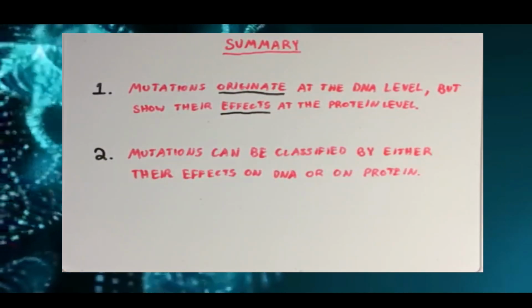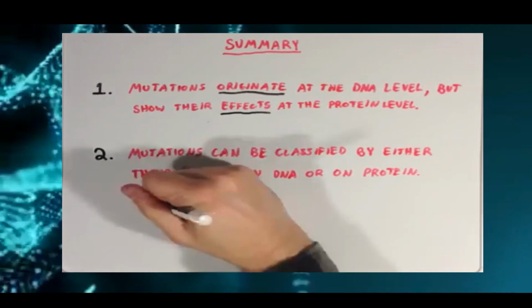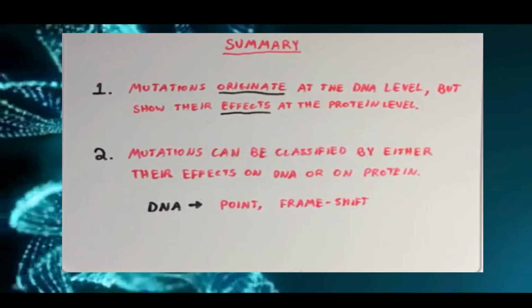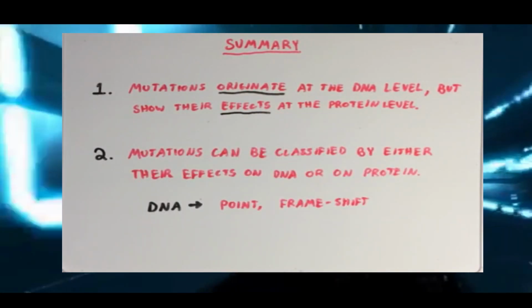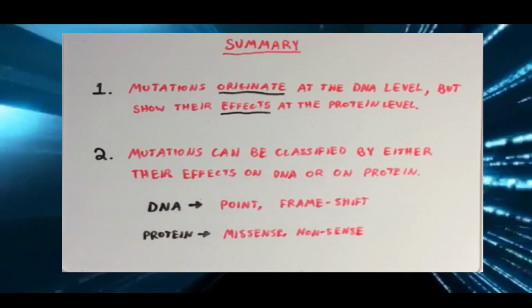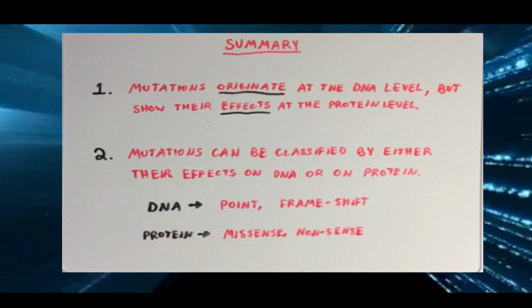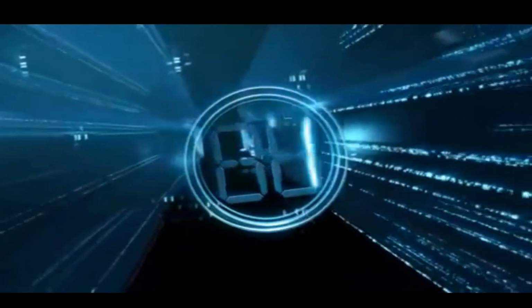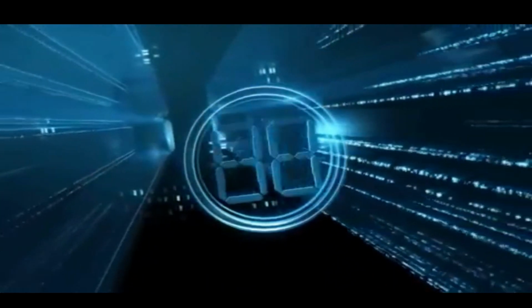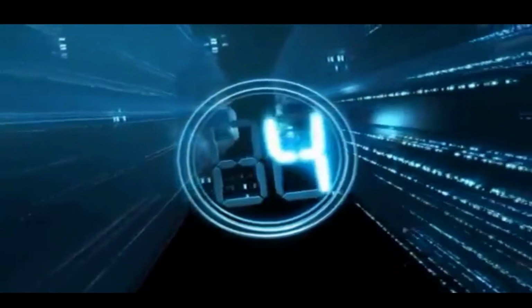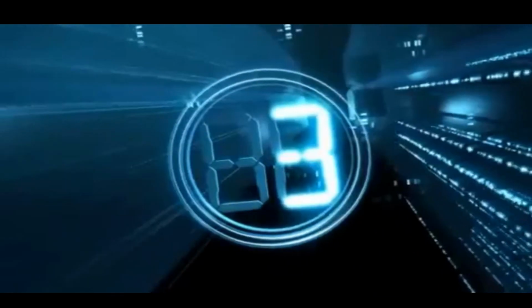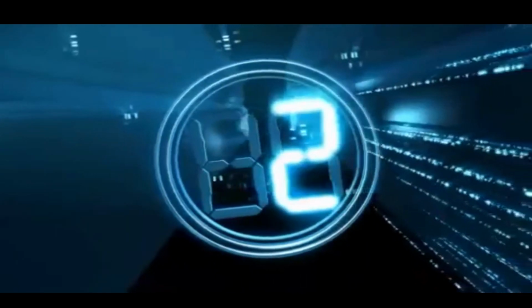Well, first, we learned that mutations originate at the DNA level, but show their effects on the protein level, and second, we learned that we can classify different types of mutations by either their effects on DNA or their effects on protein. In reference to DNA, we have point and frame shift mutations, and in reference to protein, we have missense and nonsense mutations.